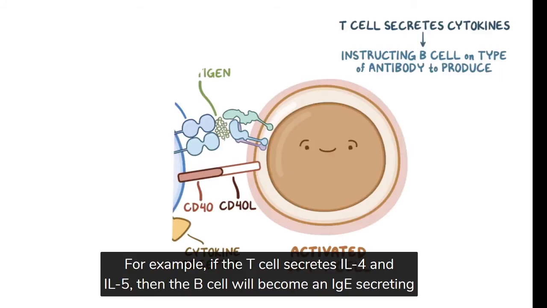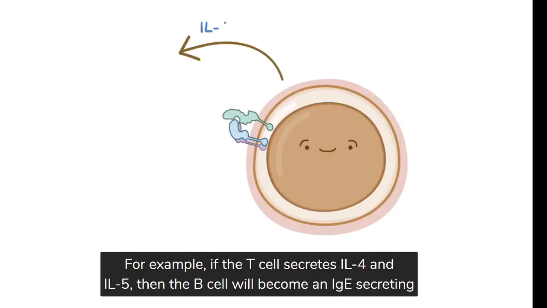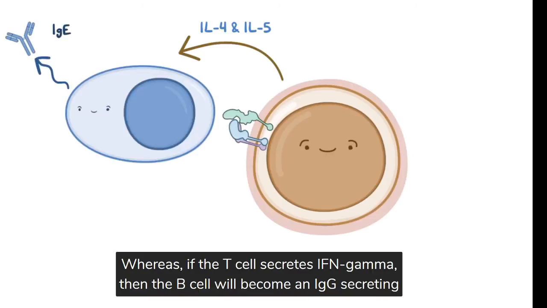For example, if the T cell secretes interleukin 4 and interleukin 5, then the B cell will become an IgE secreting plasma cell. On the other hand, if the T cell secretes interferon gamma, then the B cell will become an IgE secreting plasma cell.